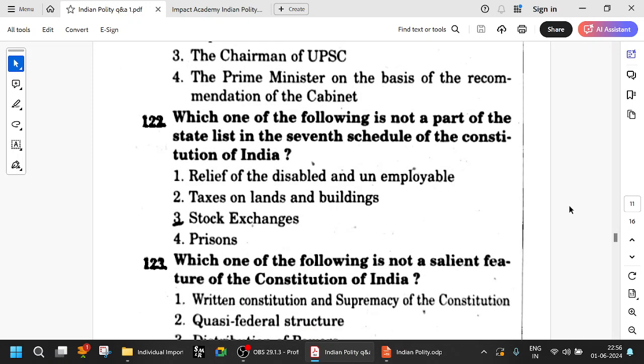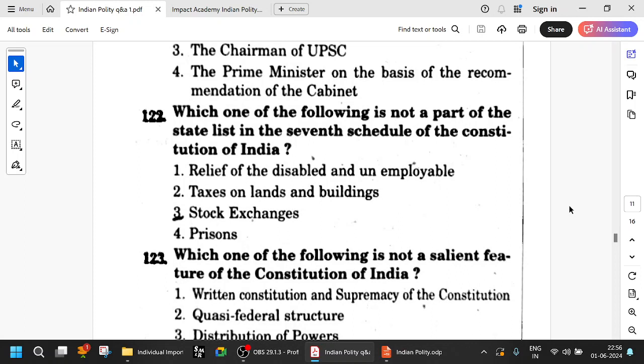So, which one of the following is not a part of the state list in the 7th schedule of the Constitution? Disabled, unemployed, so these unemployment pensions, disability pensions, all these things are provided by the state government, right? So that is a state list.